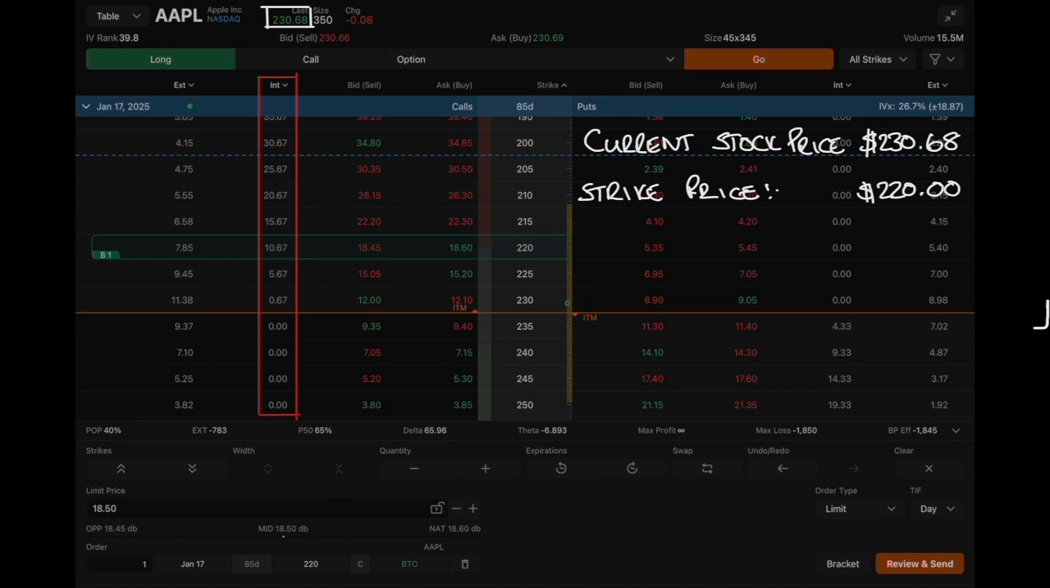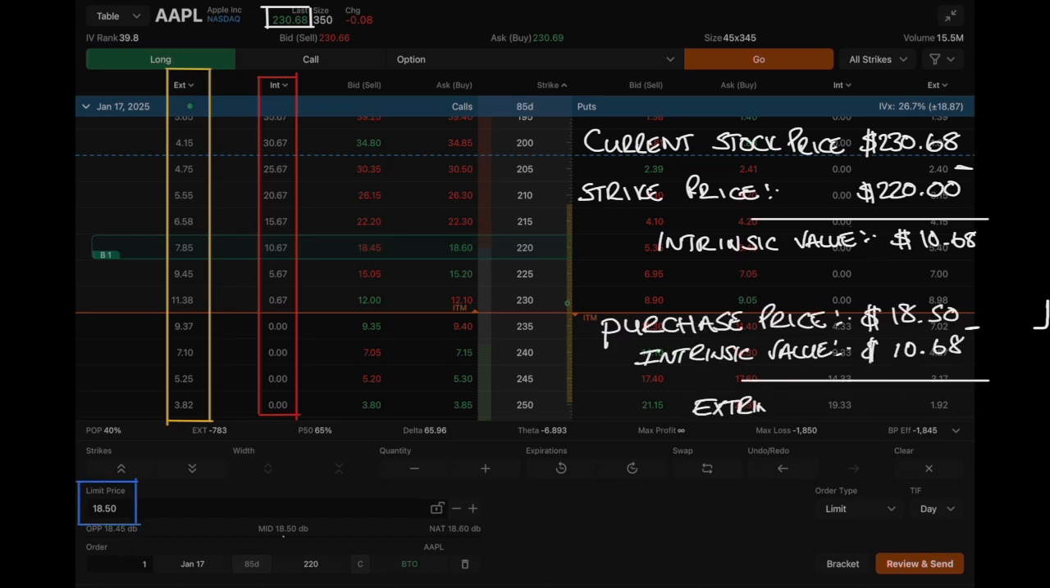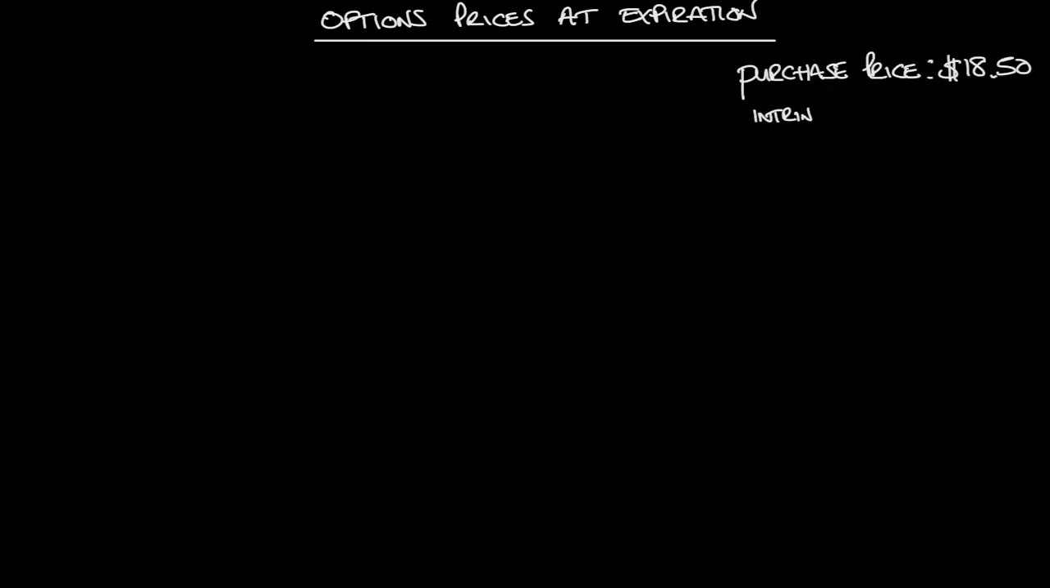$10.67. We can verify this by subtracting the strike price of $220 from the trading price of $230.68. We can also see that the extrinsic value, highlighted in yellow, is $7.85. We verify this by subtracting the intrinsic value of $10.67 from the purchase price, highlighted in blue, of $18.50. There is a 2 cents difference in the formulas due to the fluctuations of the stock price and the purchase price.